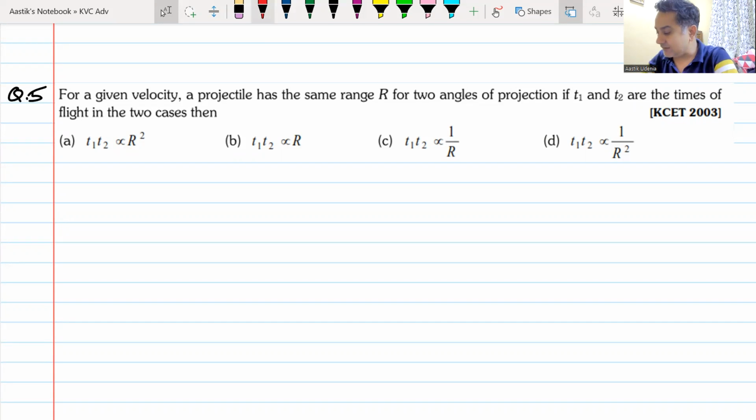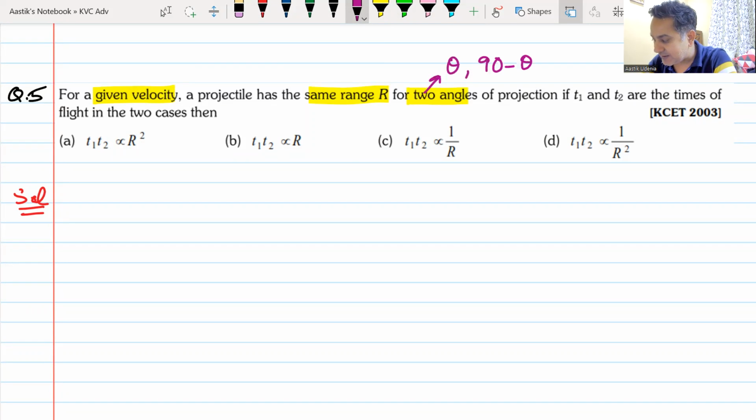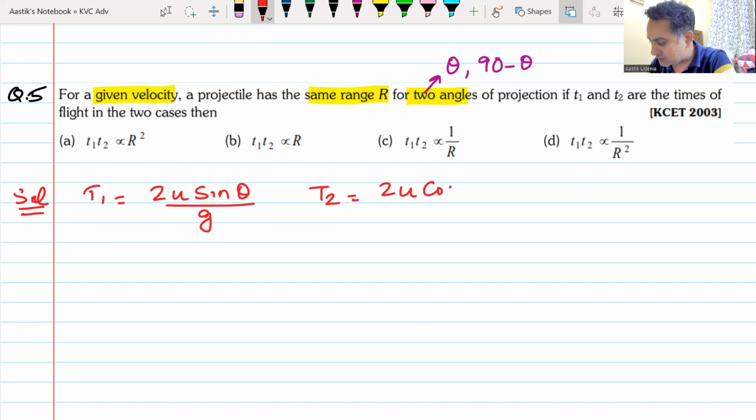Let us solve this. Remember, velocity is given as same and range is same for two angles. So I now know what those two angles would be. If one angle is theta, the other angle would be complementary, 90 minus theta. Yes or no? Raised hands will give me more confidence. So if I write the first time period T1, it will be 2u sine theta by g. If I write the second time period T2, it will be 2u cos theta by g.